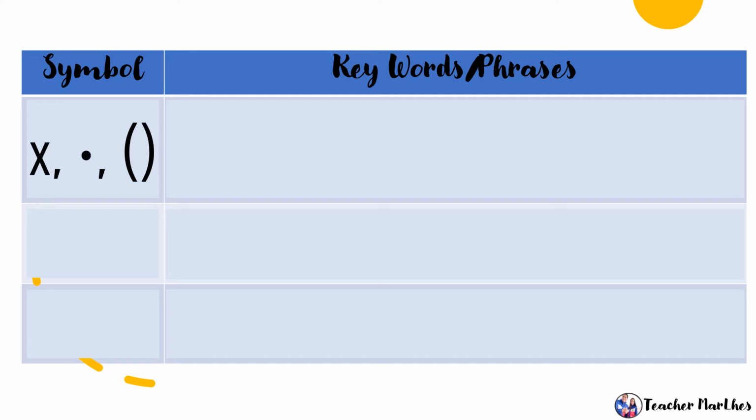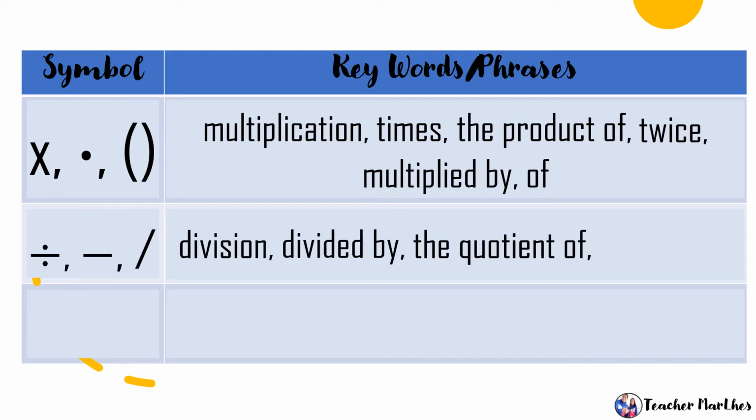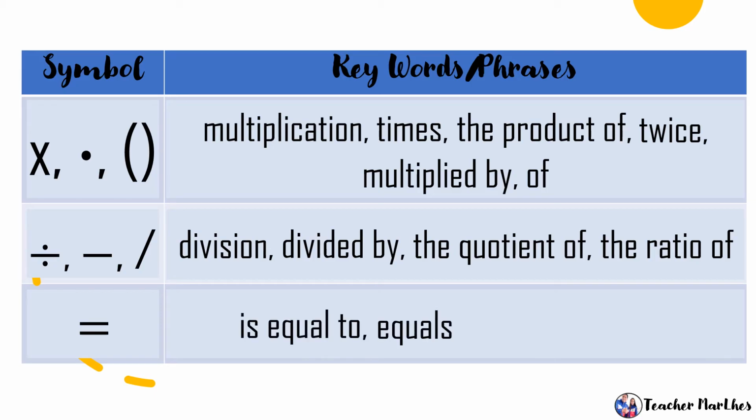We have three symbols for multiplication. In algebra, we are using the bullet operator and parentheses for us not to be confused with letter x and the multiplication sign. So these are the keyword phrases for multiplication. We have times, the product of, twice, multiplied by, and of. For division, we have divided by, the quotient of, and the ratio of. For equal, we have the following keywords: is equal to, equals, is, and is the same as.